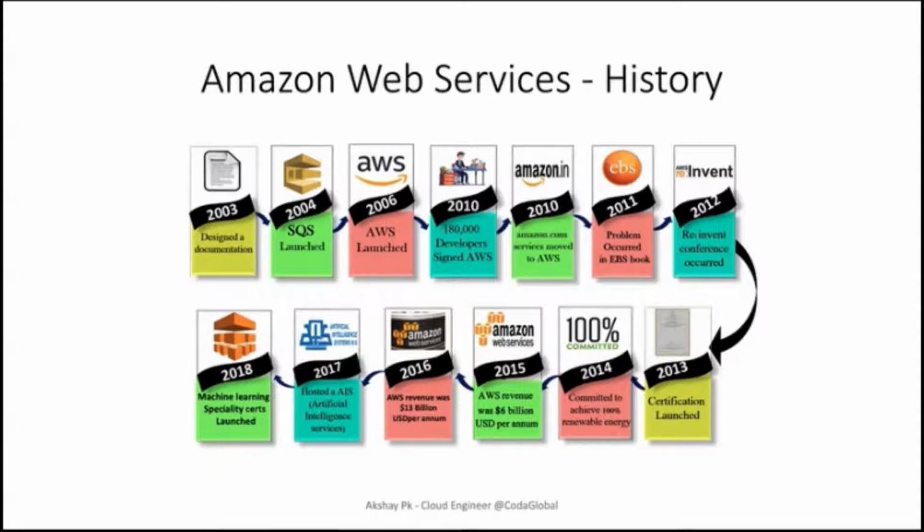In the year 2010, Amazon.com's underlying infrastructure, which is their shopping website, was totally moved to Amazon Web Services. And then you had an incident in the EBS in the year 2011. And in the year 2012, you had their first reInvent conference.